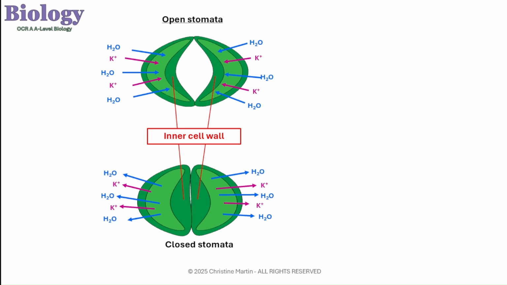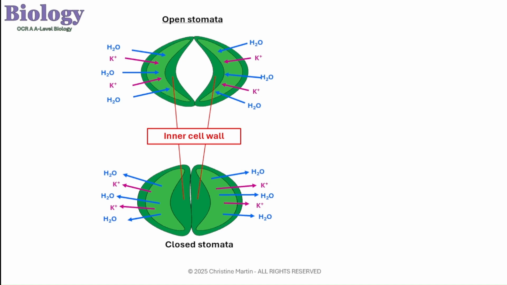The guard cells actively pump hydrogen ions out of the cell. This causes the membrane to become hyperpolarized, more negative. This results in voltage-gated potassium channels opening and potassium ions then diffusing into the guard cells by facilitated diffusion. This increases the solute concentration inside the cell. As a result, the water potential decreases and water enters by osmosis, causing the cells to become turgid.